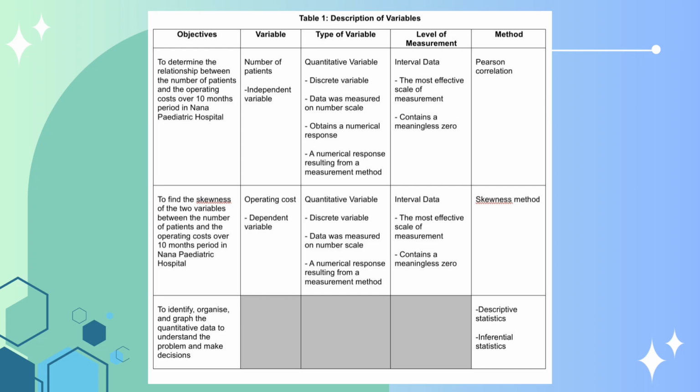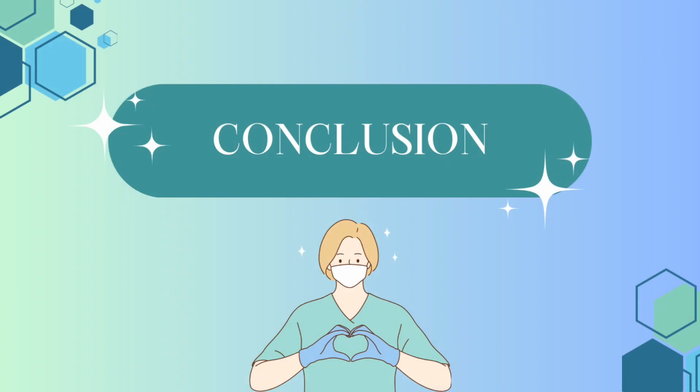There are three methods that we use throughout this assignment. The first one is the Pearson's correlation. The second one is skewness method. And the third one is descriptive statistic and inferential statistic. The last part is conclusion.